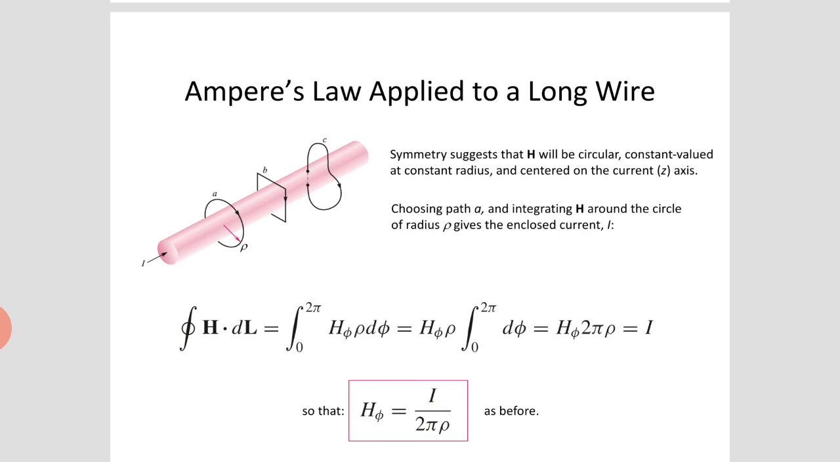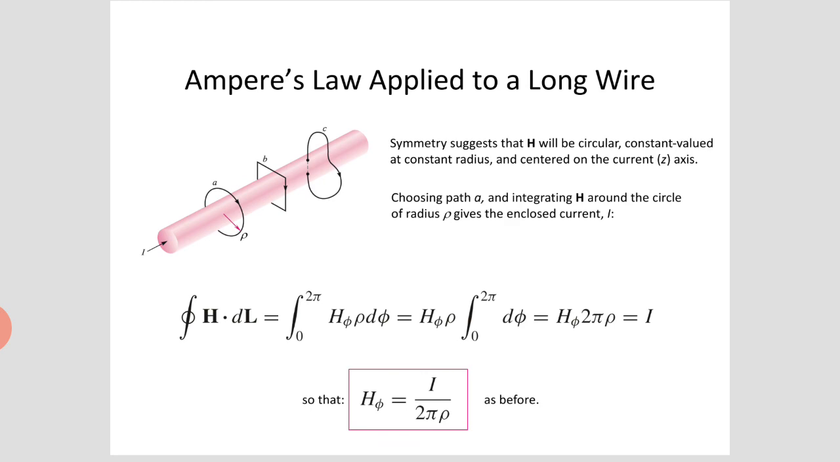So this is about Ampere's law applied to the long wire. Just to review what we discussed: we started with the magnetic forces between two differential current elements, and also discussed the magnetic field. We saw the statement of Biot-Savart's law and how we can use it for different cases, and also the statement of Ampere's circuital law.